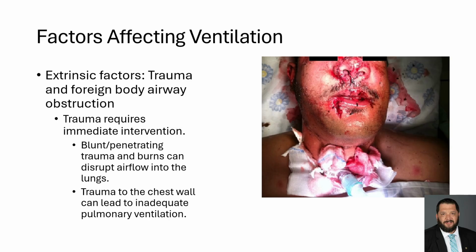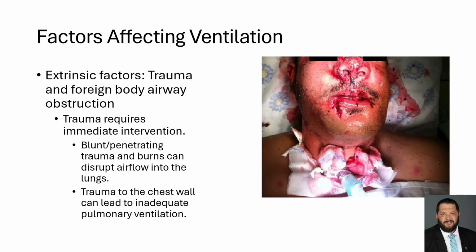We also can have extrinsic factors that inhibit adequate pulmonary ventilation. Things like trauma or foreign body airway obstructions can mechanically occlude those ventilatory spaces. You can see here a patient with significant facial trauma and facial swelling. Ultimately, the patient had to have a breathing tube placed in the throat or a cricothyrotomy so that those structures were bypassed to allow adequate ventilation.